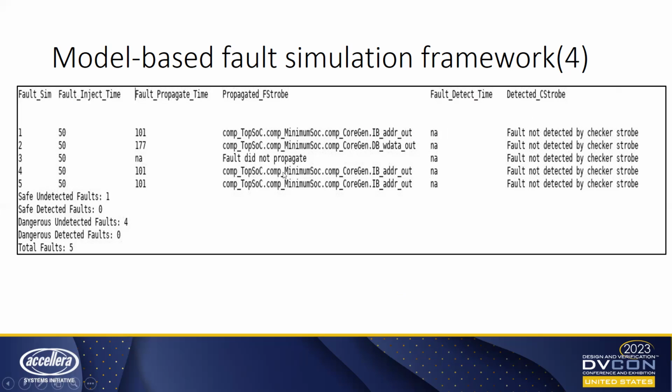And after the iterations are done, the faults are classified as detected or undetected by the safety mechanism, and the dangerous faults, which would be the ones that propagate to the primary outputs, and whether they are detected or undetected by the safety mechanism.